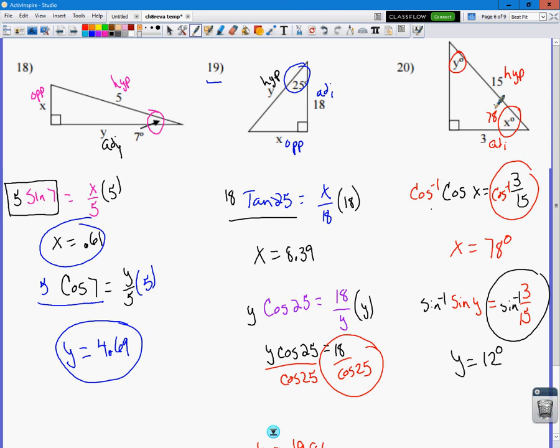Once I had one of these angles, though, I know there's 180 degrees in any triangle. So I could have said 90 plus 78 was 168 degrees. And I could have taken 180 minus the 168 and found out that it was going to be 12 degrees, like we came up with here.